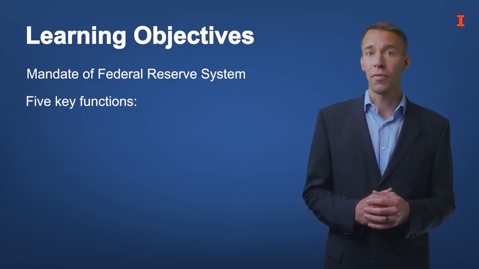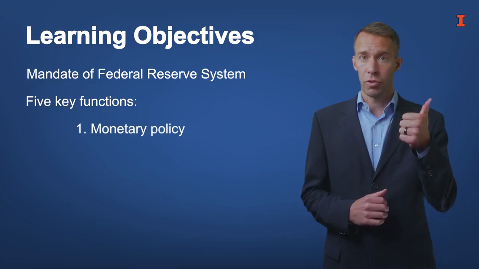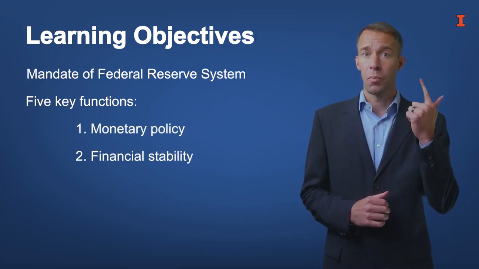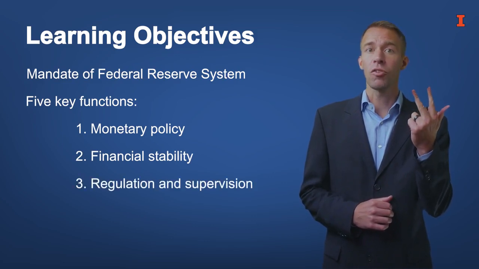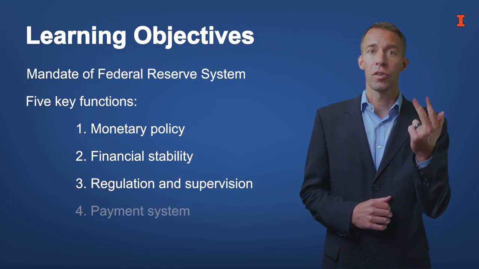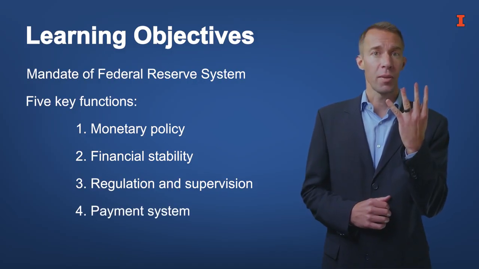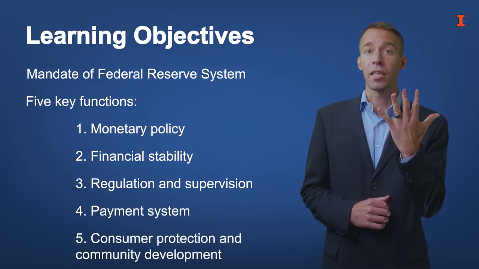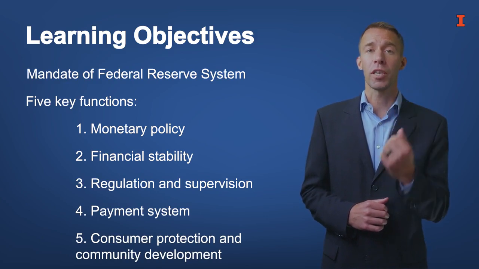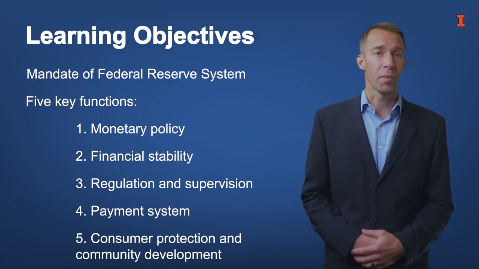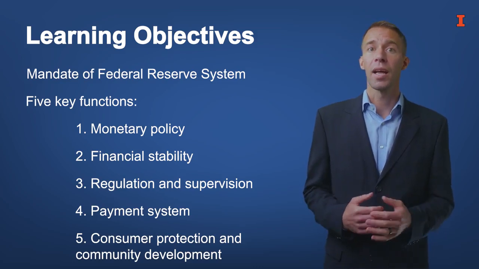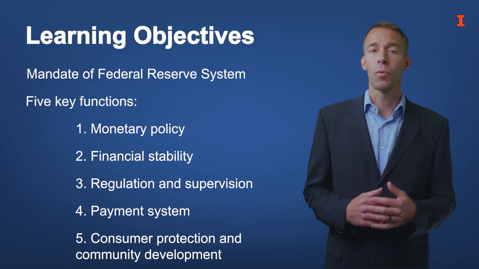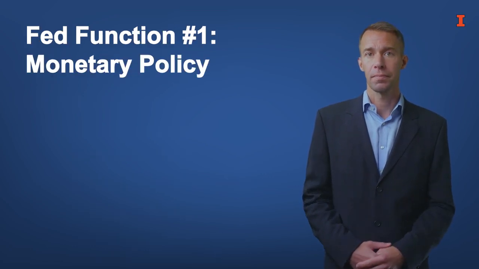These 5 key functions are to conduct monetary policy, promote financial system stability, to regulate and supervise financial institutions, to provide an efficient payment system, and finally to promote consumer protection and community development. We will discuss these functions one by one and see how they connect with the goals of the Fed.